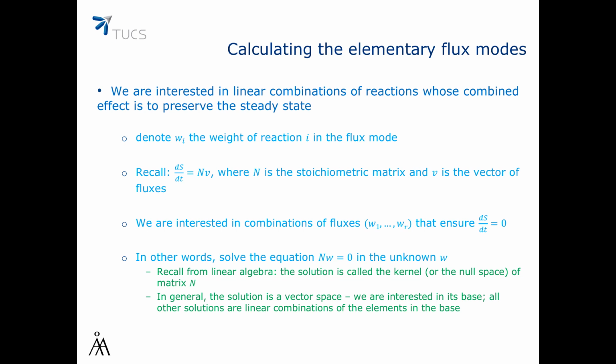We are interested in linear combinations of reactions whose combined effect is to preserve the steady state. This is what's going to give us the elementary flux modes. So, if we denote by Wi the weight of reaction i in the flux mode, recall that ds/dt equals N times v, where N was the stoichiometric matrix and v was the vector of fluxes or reaction rates. So we are interested in combinations of fluxes v1 all the way to vr that ensure that ds/dt equals 0. So in other words, what we need to do is to solve the equation N times w equals 0 in the unknown w.